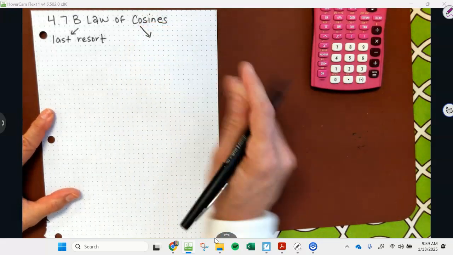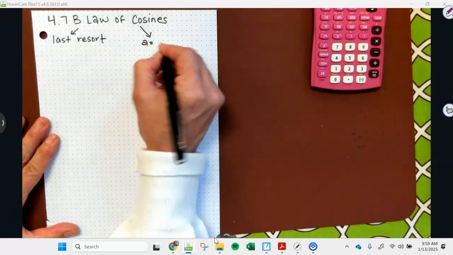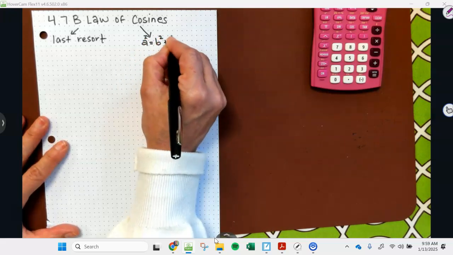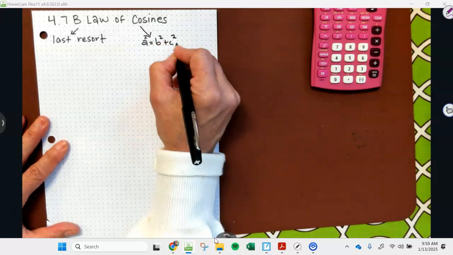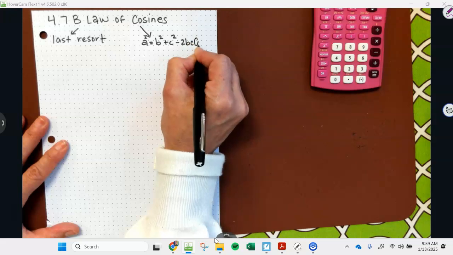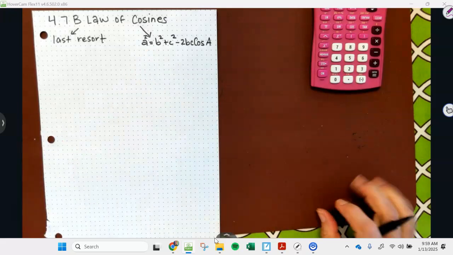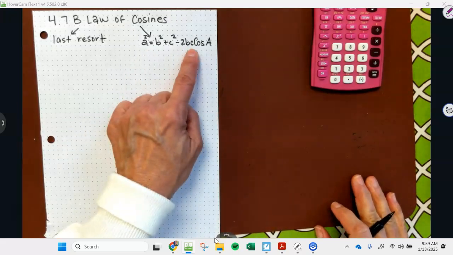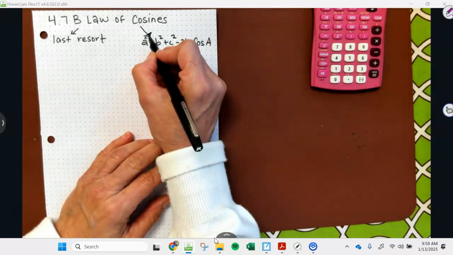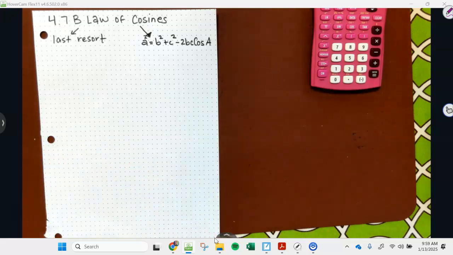Here's the formula. You do have to have it memorized, I misspoke. But it's not as complicated as it looks. It's a squared equals b squared plus c squared minus 2bc cosine a. And again, don't worry about how busy that looks. It's actually very straightforward.